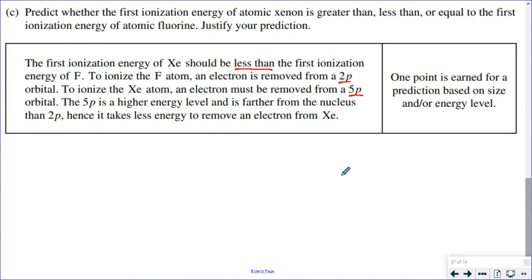If I was writing this, I would have just said xenon has a greater radius. It has 3 more shells of electrons, therefore the outside electrons are farther from the nucleus, and that would decrease the energy required to remove it. You get 1 point. You have to use either size or energy level or both. And the best answer would be to use both. Identify the shells and the specific location for those electrons.